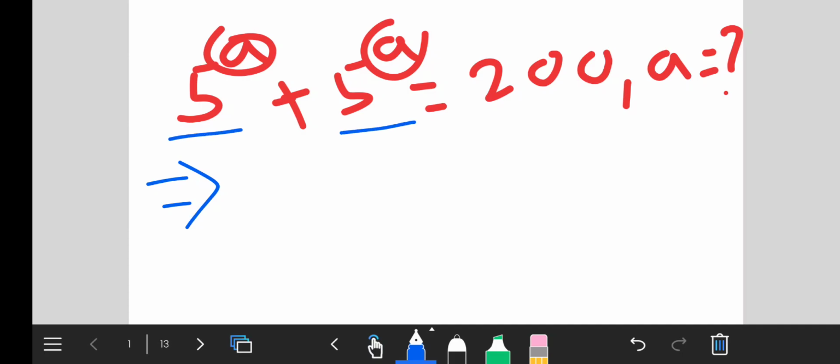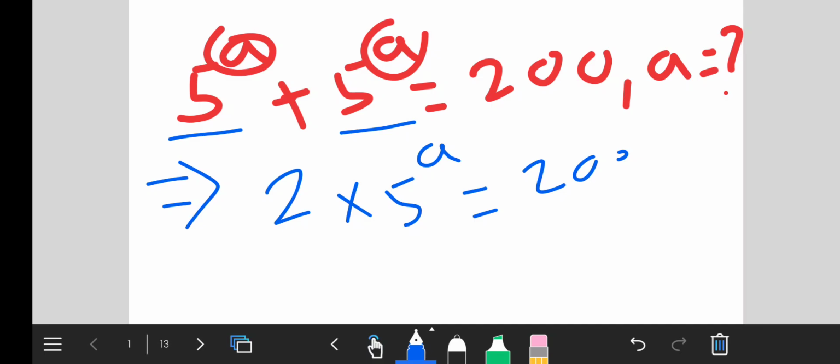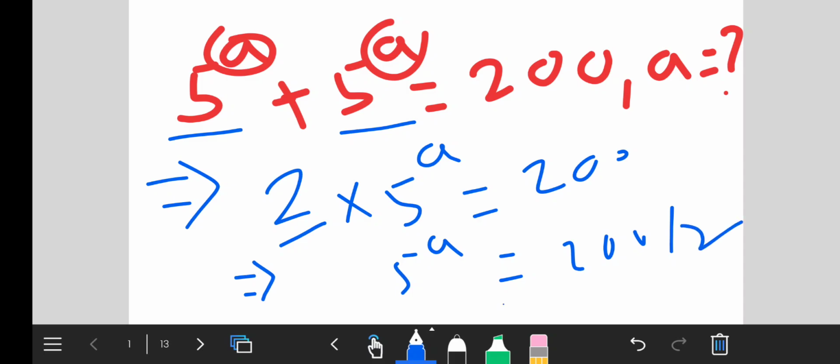Five raised to a plus 5 raised to a. 5 raised to a and 5 raised to a are the same, so we can write a plus a as 2a, or m plus m as 2m. Similarly, we can write it as 2 into 5 raised to a equal to 200. Now, by the basic law of equations, we can divide both sides by the same non-zero number, so let us divide by 2. The left side becomes 5 raised to a, and 200 divided by 2 comes as 100, friends. Now 5 raised to a equal to 100.